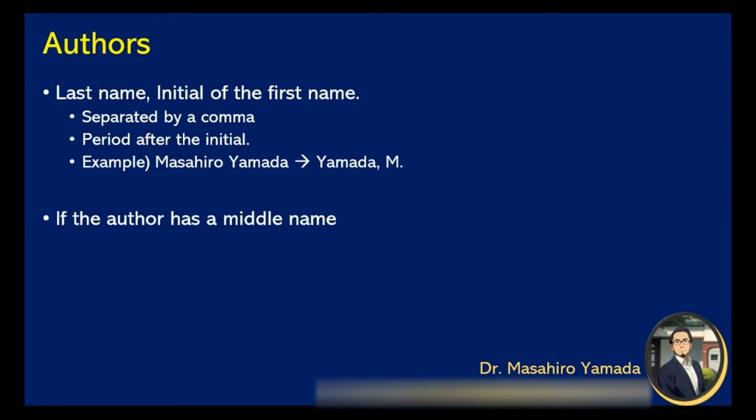If the author has a middle name, in this example, Louisa D. Racebeck: Louisa is the first name, D is the middle name, Racebeck is the last name. Bring the last name to the top, separate by a comma, and use the initials of the first and middle names. One thing I want you to notice is that you don't change the order between the first and middle name. Just use them as is in terms of the order: L, period, D, period.